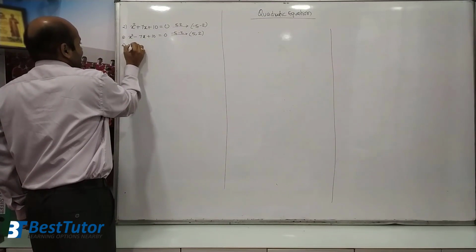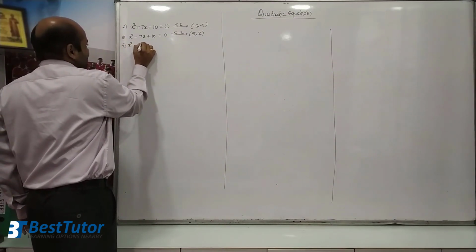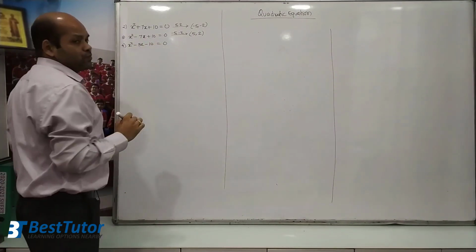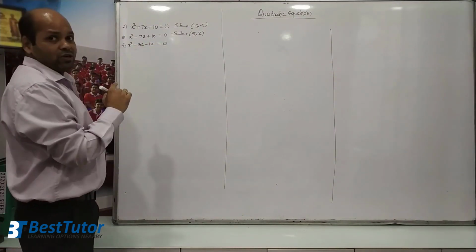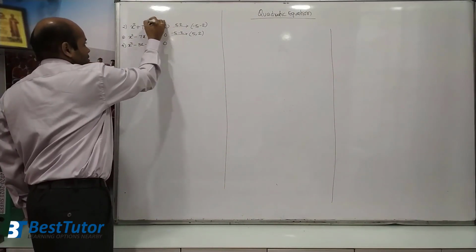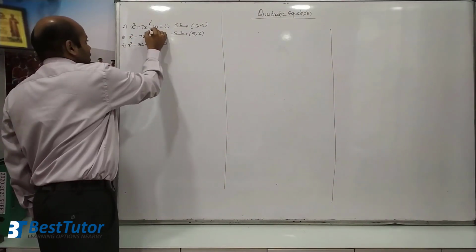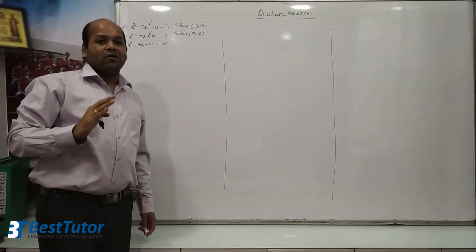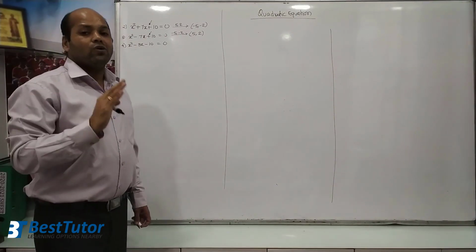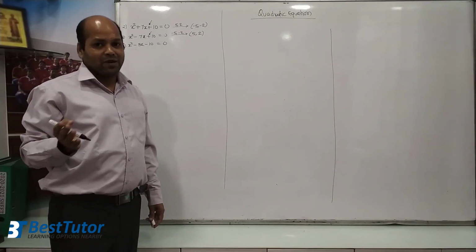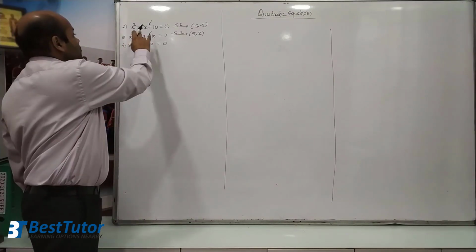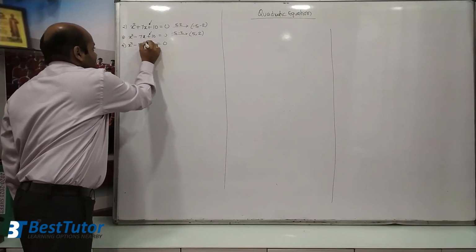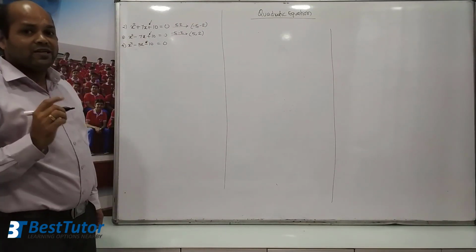Fourth one, x square minus 3x minus 10 equal to 0. Now, note here, what is the product? Positive. When a product is positive, it means either both the values are positive or both the values are negative. Minus into minus is plus. So that means the middle value is the sum. Here, I got a product as negative. That means I have to take the difference.